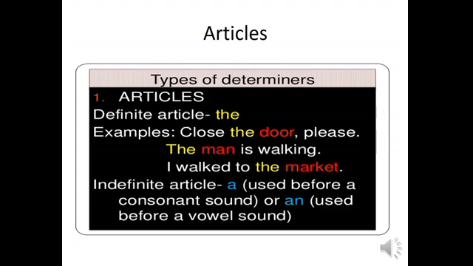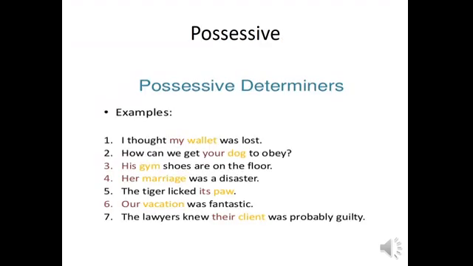Whereas for an indefinite article, a is used before a consonant sound, whereas an is used before a vowel sound. So you know how to use a and an. The word which begins with a vowel sound matters; the phonetic sound becomes more important than just the letter. We'll see how a and an are used, and we'll have a few more examples in the coming slide.